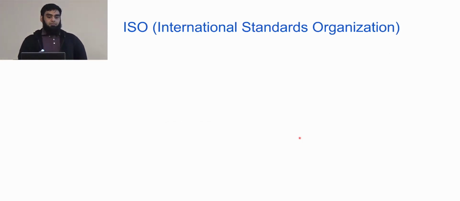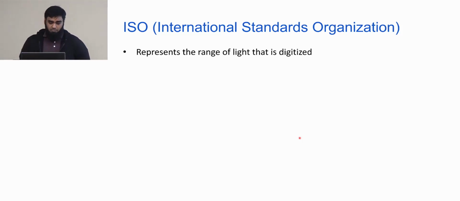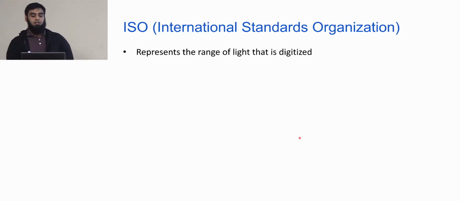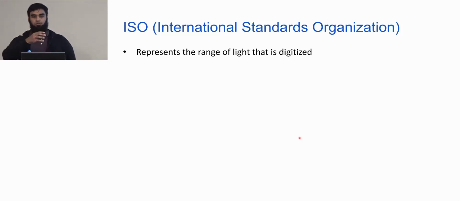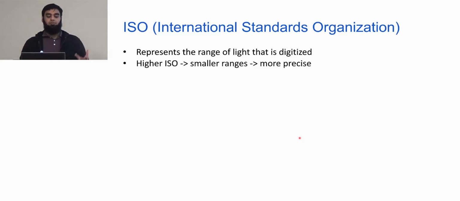Before proceeding with the actual network details, let's talk about ISO. It's an important term that's used throughout this paper. It represents the range of light that is digitized. So basically, it's something that's inherent of a sensor. After you get sensor data, you need to apply a specific gain to it. You have the option to do that. And once that happens, you have the option to affect the range of the pixels that you want to deal with. So a higher ISO results in small ranges, and that leads to more precise values.